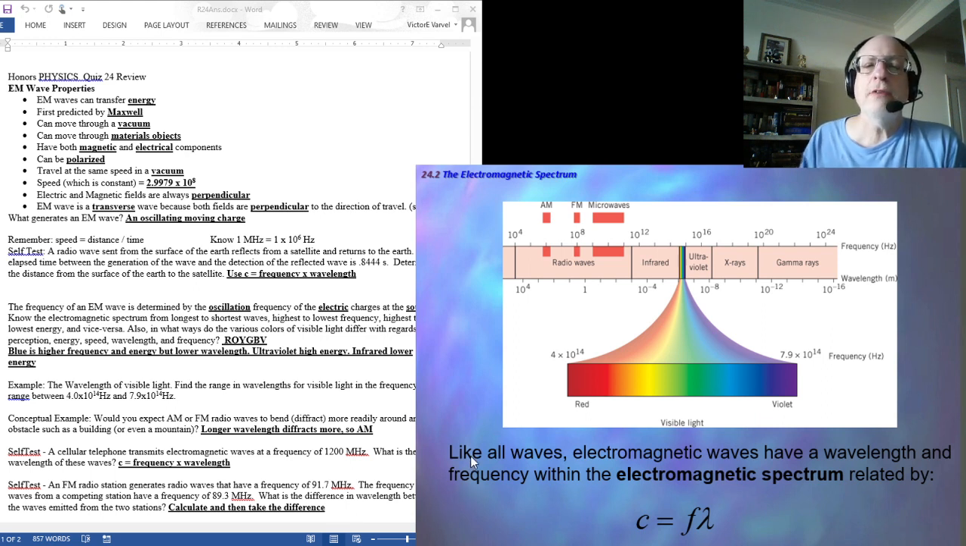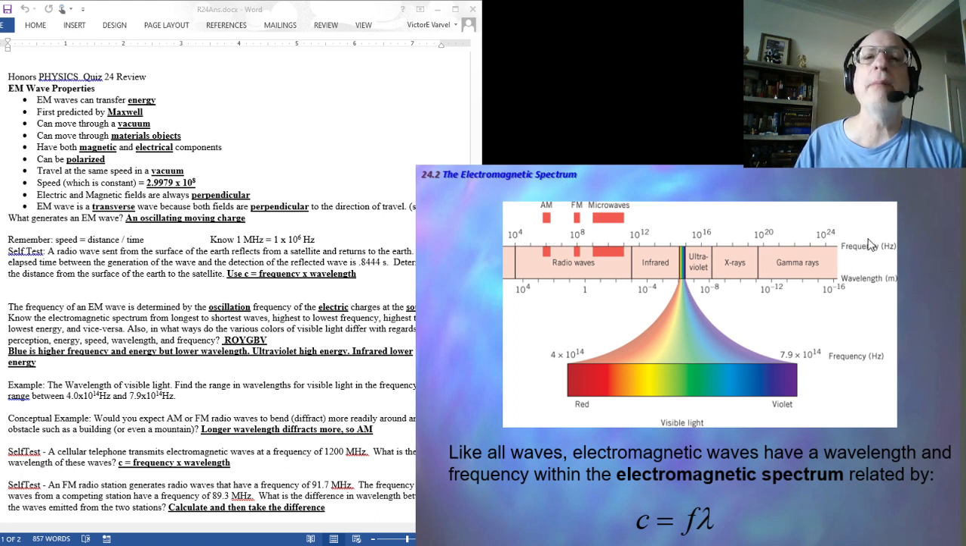Like all waves, electromagnetic waves have a wavelength and a frequency within the electromagnetic spectrum. And the electromagnetic spectrum is huge here. We see from gamma rays all the way up to AM waves, and they continue to get larger from there. The visible wavelengths are a very small portion of that, where infrared and ultraviolet are on the outside. So this is the electromagnetic spectrum.